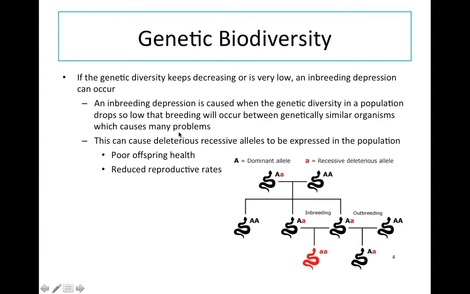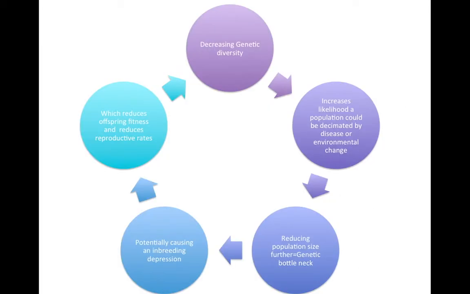genetic biodiversity is very important for the future of a population. So here I've just done a quick diagram just to see how it's a little bit of a vicious circle, because let's say decreasing genetic diversity increases the likelihood a population could be decimated by disease or environmental change. The reducing population size goes even further, and this causes a genetic bottleneck, which potentially causes an inbreeding depression, which reduces offspring fitness and reduces reproductive rates, and we can go around in a vicious circle. And this is where a lot of conservation studies do try and aim to increase genetic diversity as one of their first steps to establish a stable population, and that way they are more future-proofing the population.